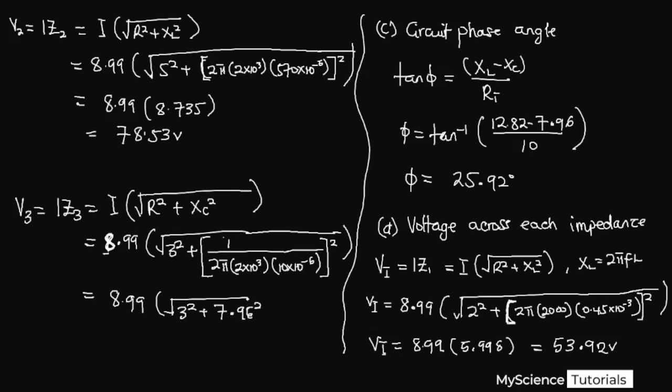7.96. So I now square it. Then if I multiply everything over here, I'm going to get 76.47 volts as my V3, or the voltage across the third impedance. Now let's have a look at another question to further enhance our understanding of series connected impedances.